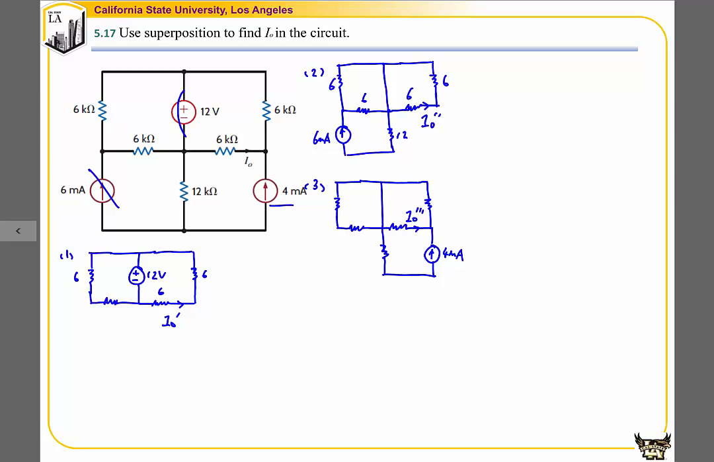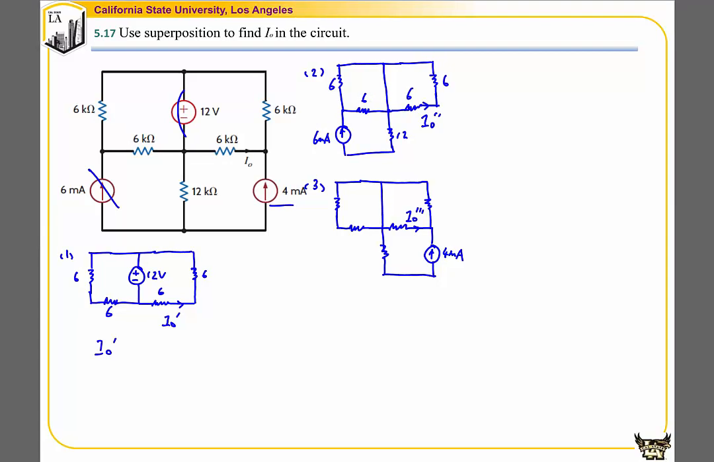So step 2 is to solve these 3 problems together to get I naught prime, I naught double prime, and I naught triple prime. Towards the end, we're going to add these 3 together to find I naught. So let's solve for the first part first. We can find the current fairly easily.